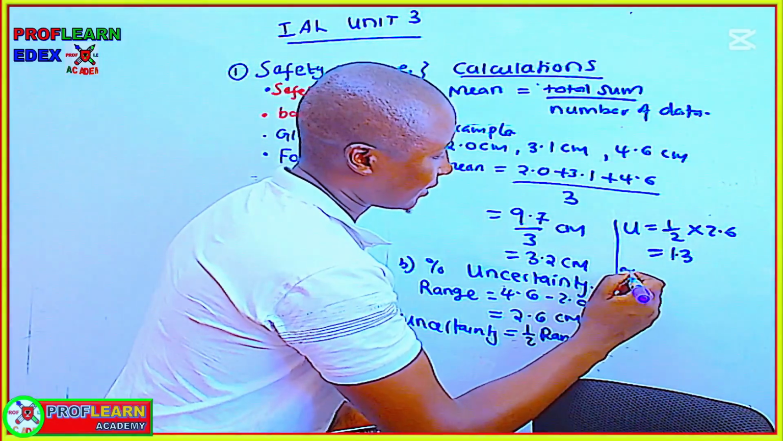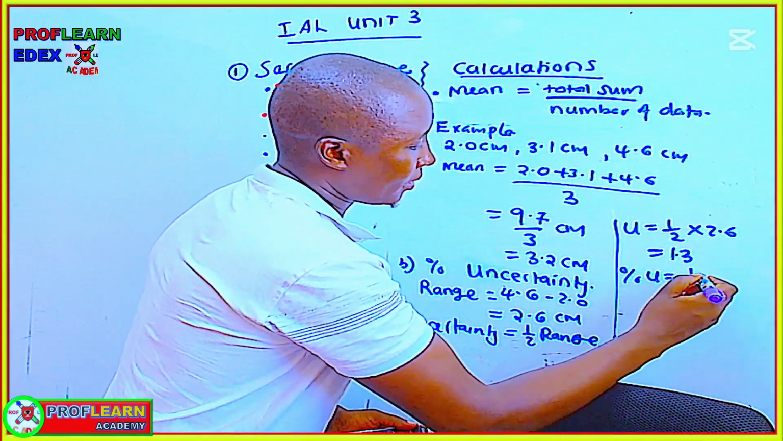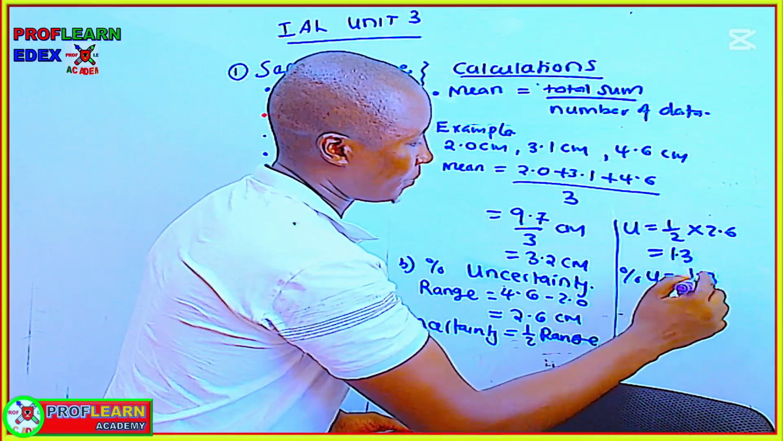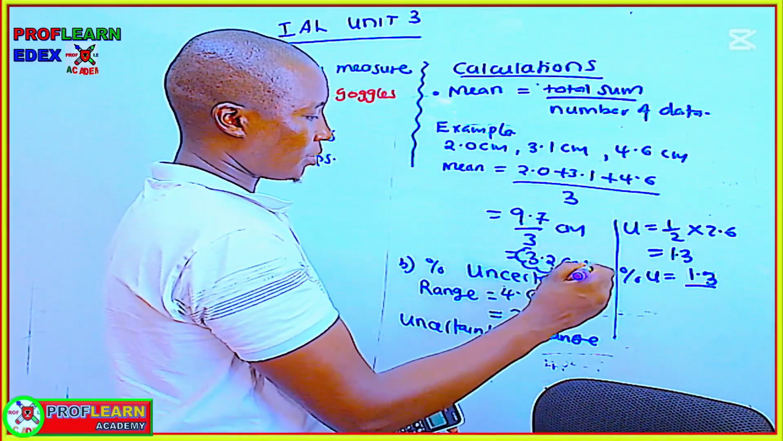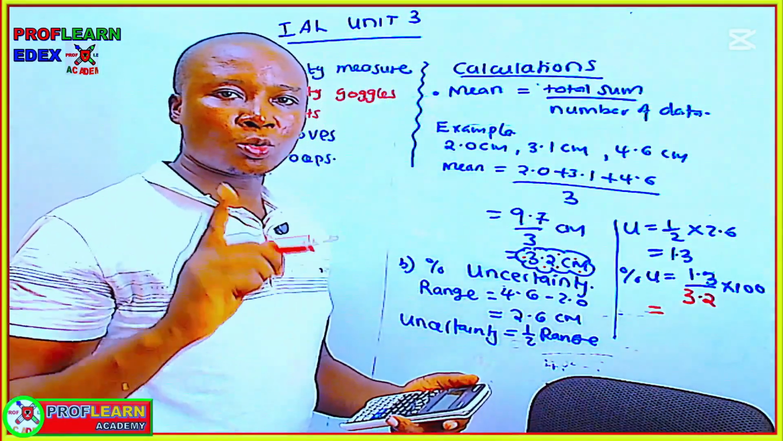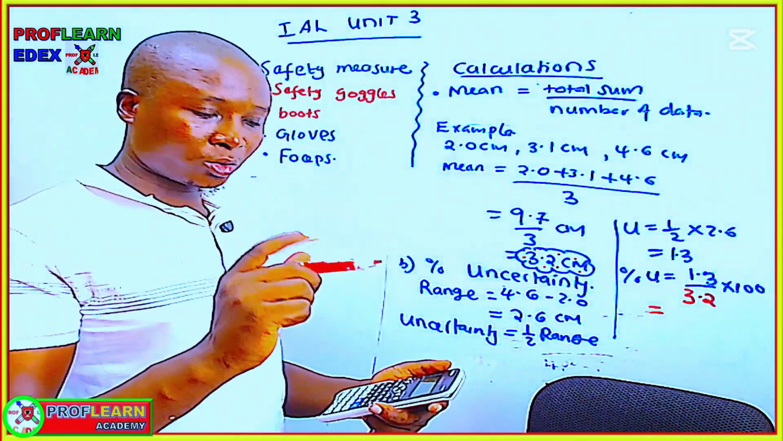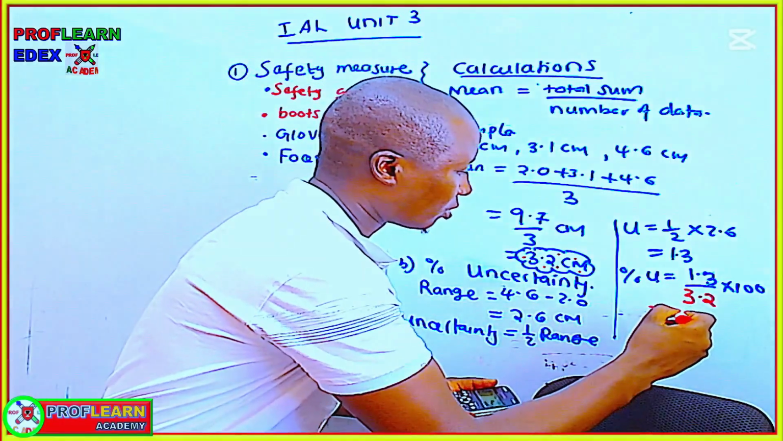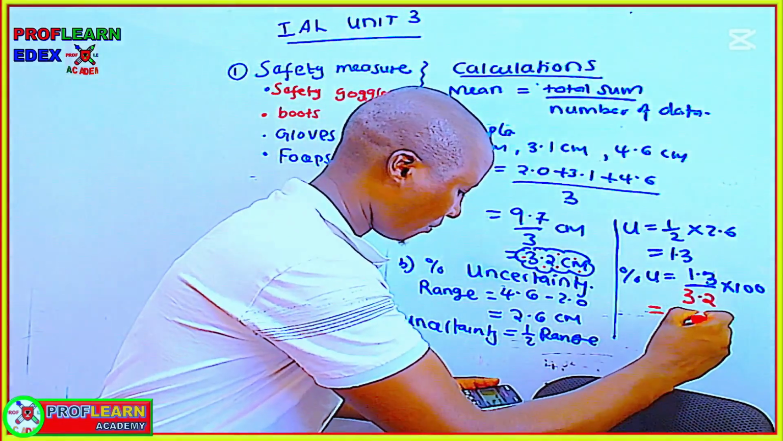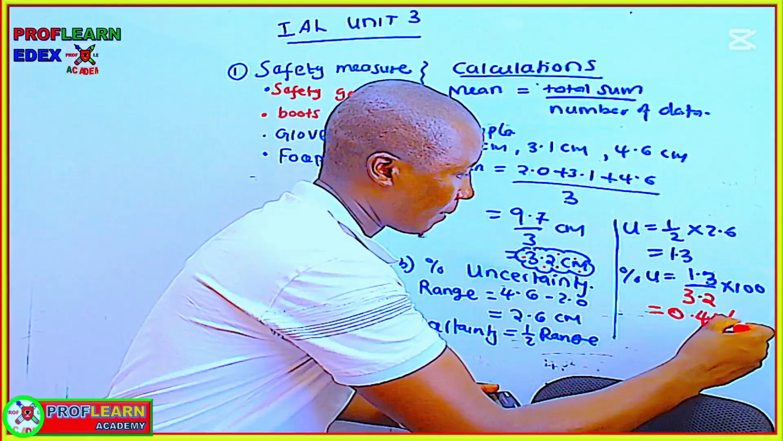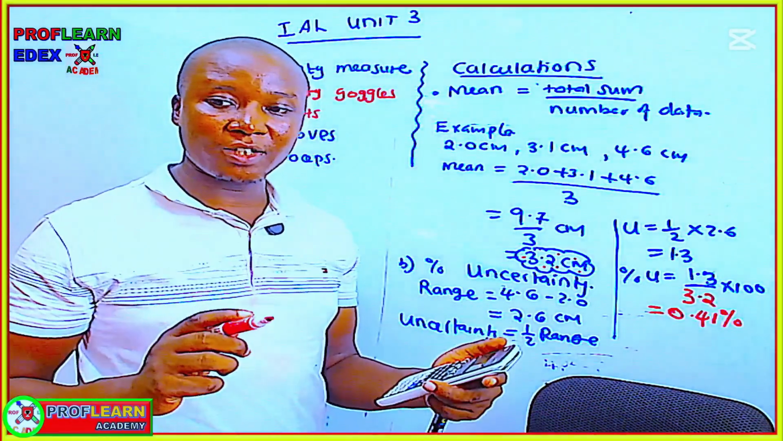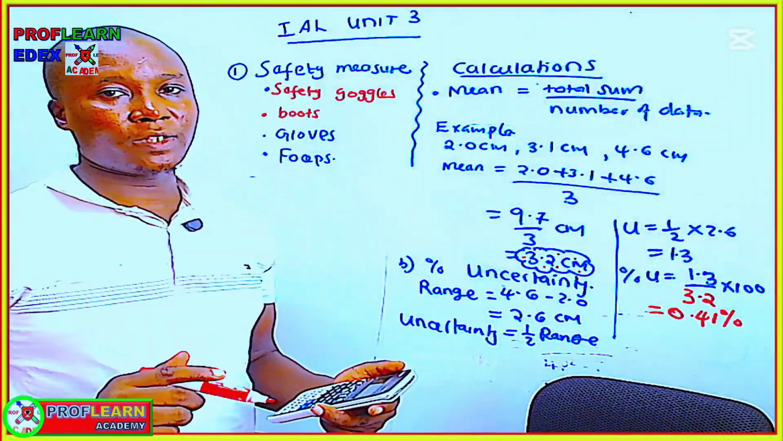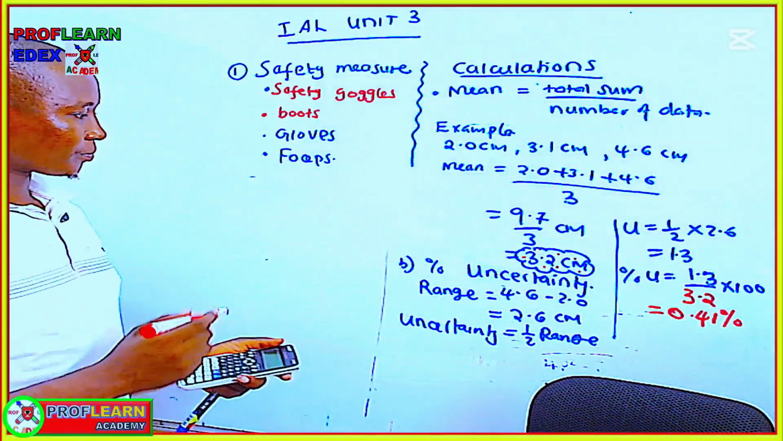Then percentage uncertainty will be the uncertainty we have, 1.3, divided by the mean we got. This mean that we have here, you must give it to one significant figure or two significant figures. So this is going to reduce to 0.41%. Your answer should either be one significant figure or two significant figures when you're giving the answer.